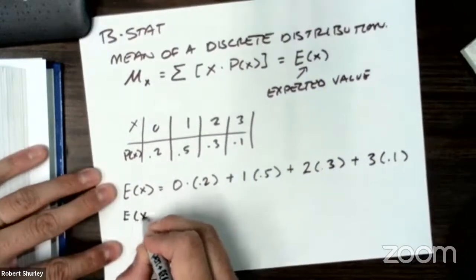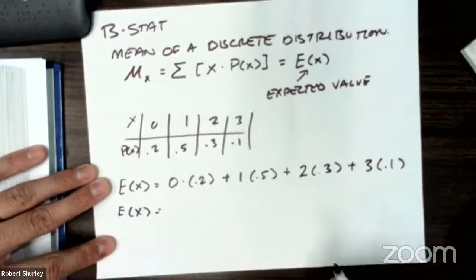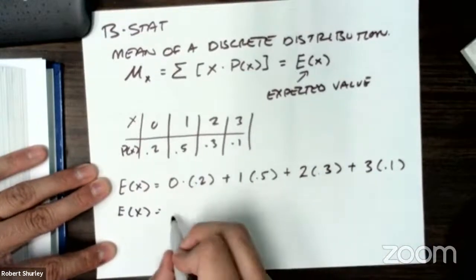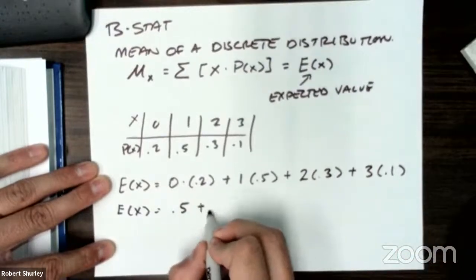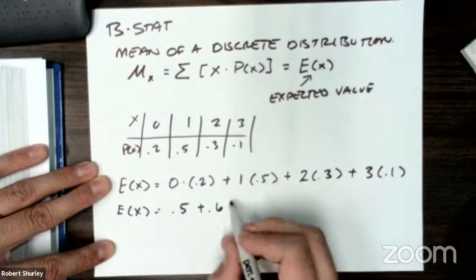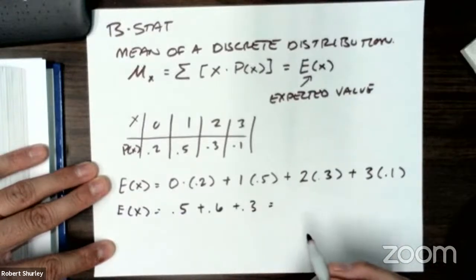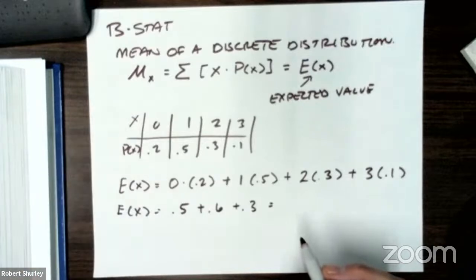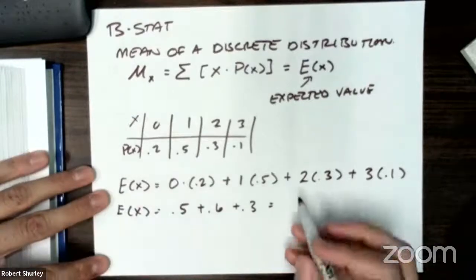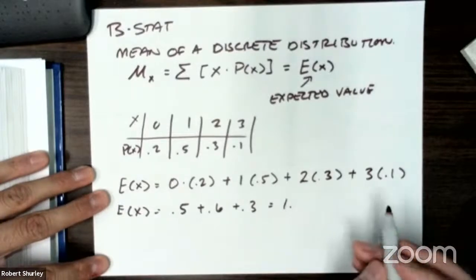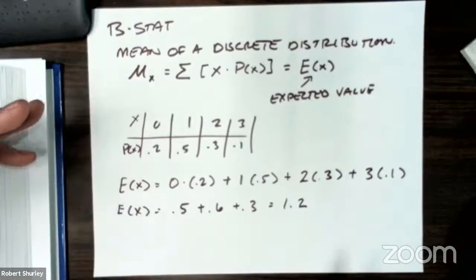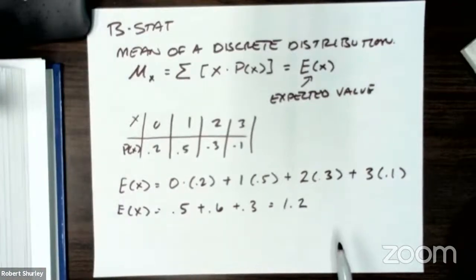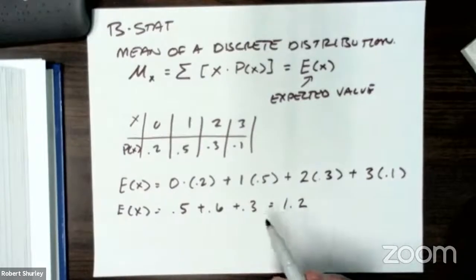So the expected value here, this would just be 0 because it's 0 times 0.2. This would be 0.5 because 1 times anything is itself. 2 times 0.3 is 0.6. 3 times 0.1 is 0.3. You add these together and you wind up with 1.2. Doesn't seem right for some reason. 0.5 plus 0.6 is 1.1.